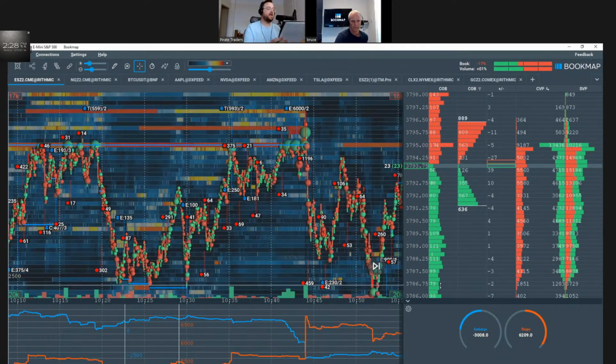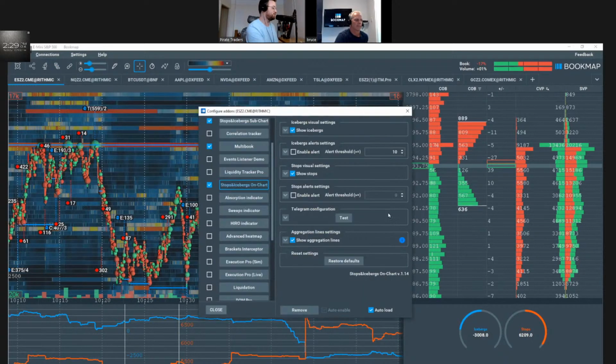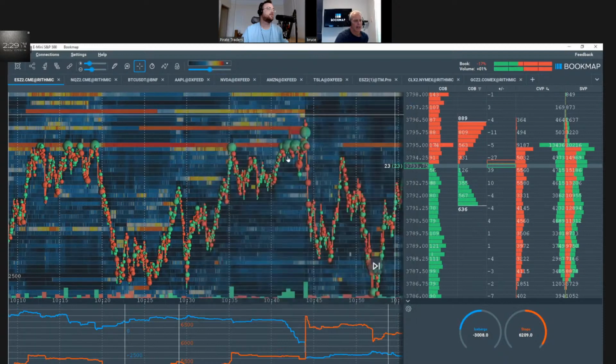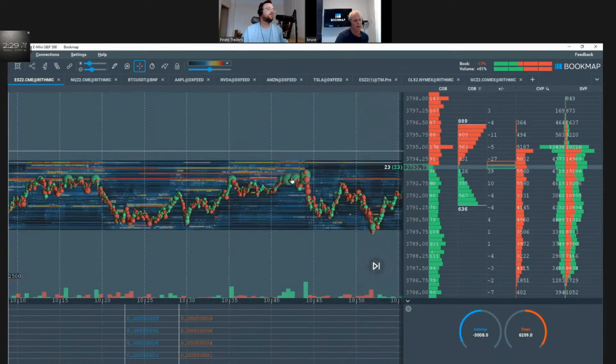So can you explain the difference between shorter term high liquidity and longer term high liquidity, and how to tell the difference between those participants? Yeah, this is a great question. So let me take the stops and icebergs off the chart for a moment, and also this outside liquidity I'm going to take off here, just to simplify the chart a bit.